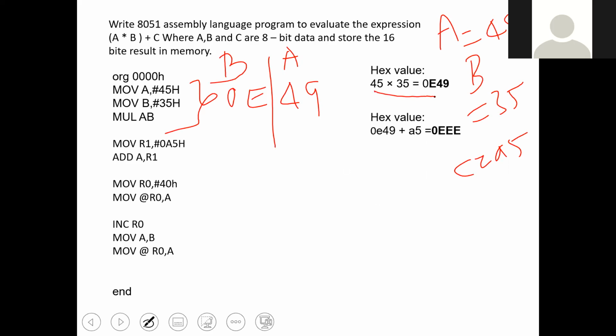Then next what I did, I get the C value. ADD A, R1. ADD A, R1 means what is my A value?